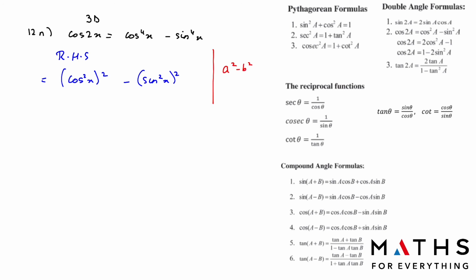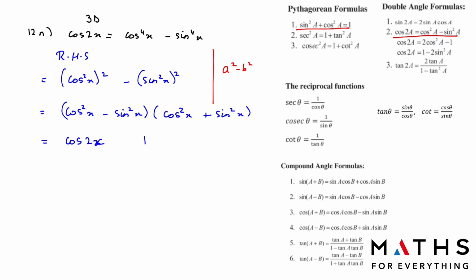This is like my a square minus b square. So we are going to write this as cos square x minus sine square x, a minus b, cos square x plus sine square x, a plus b. Cos square x minus sine square x is equal to cos 2x. Cos square x plus sine square x is equal to 1. So we don't need to write that. We already proved that it equals our left hand side.